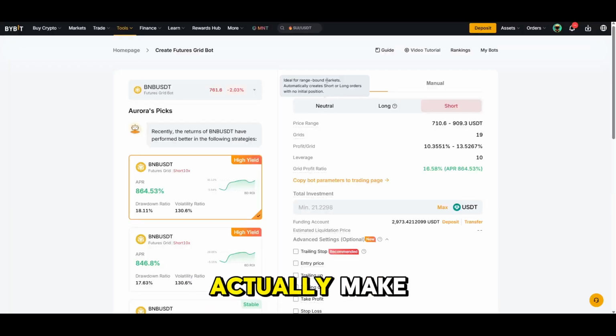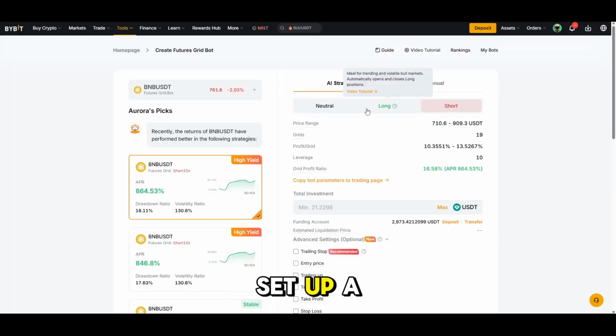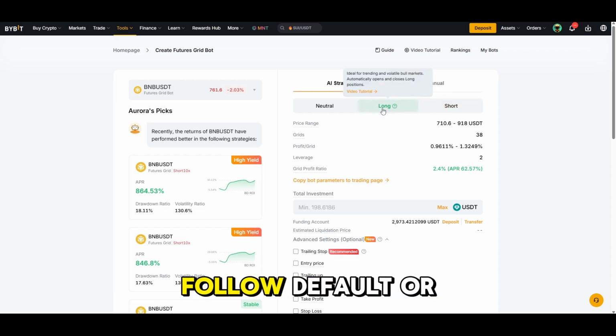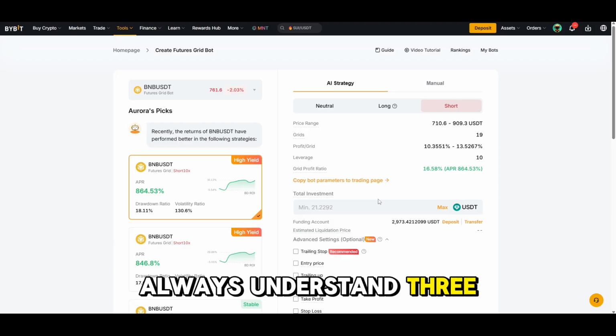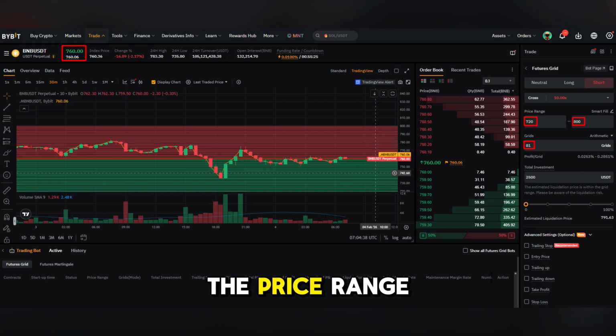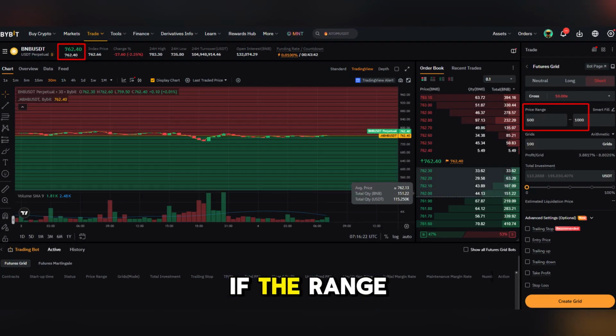Bot settings that actually make sense. When you set up a bot, do not blindly follow default or AI-suggested settings. Always understand 3 core parameters. The price range defines where the bot operates. If the range is too tight, the bot stops working quickly. If the range is too wide, profits become very slow.